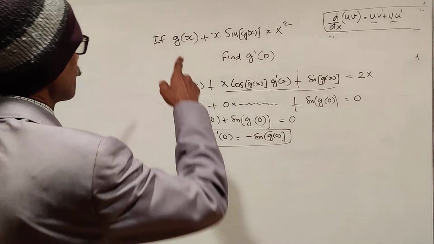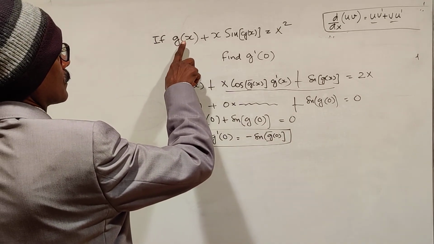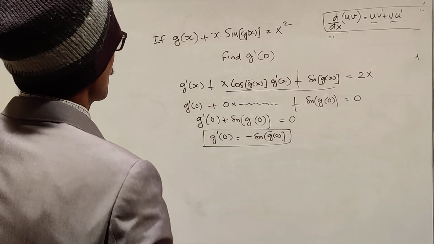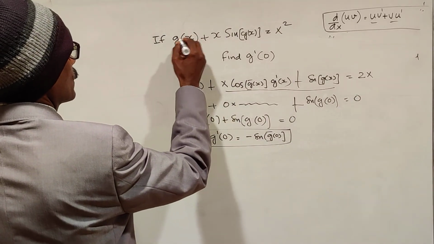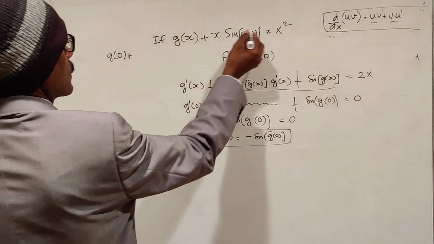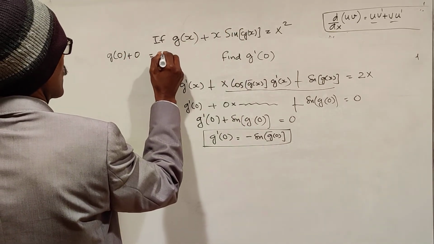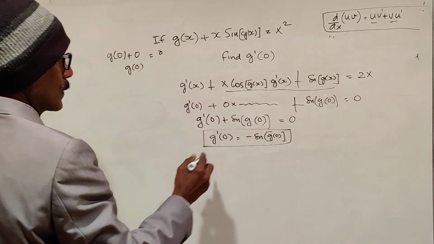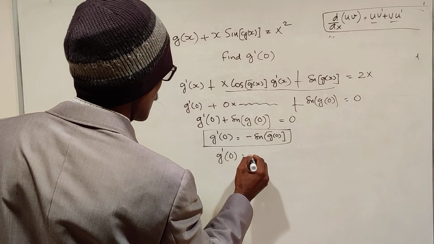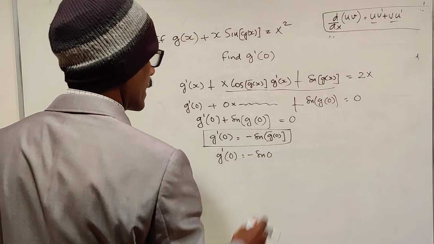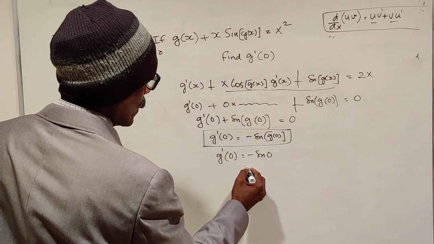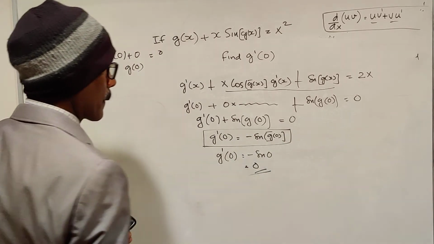One more time. Yeah, g(0) we can find out. First, we can find g(0) here. When x is equal to 0, g(0) plus 0 times, that is 0, equals 0. g(0) is 0. Okay? So g dash 0 equals minus sine 0. What is sine 0? Sine 0 is 0. So the answer is 0.